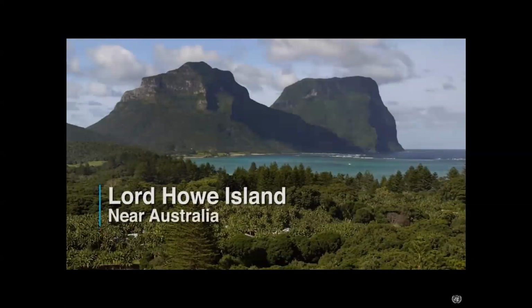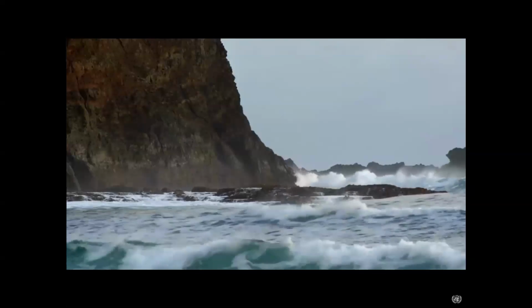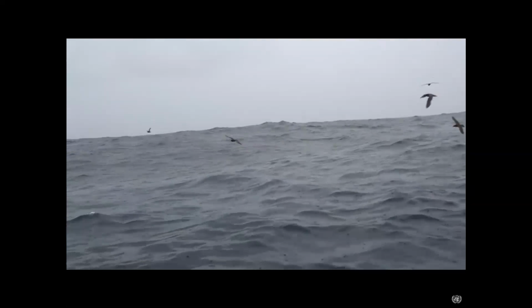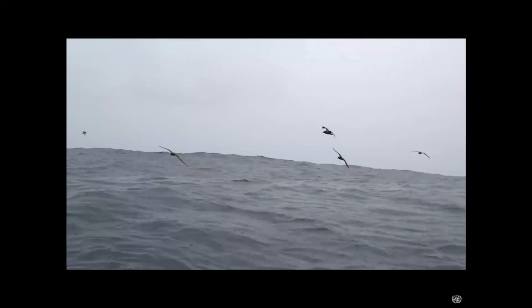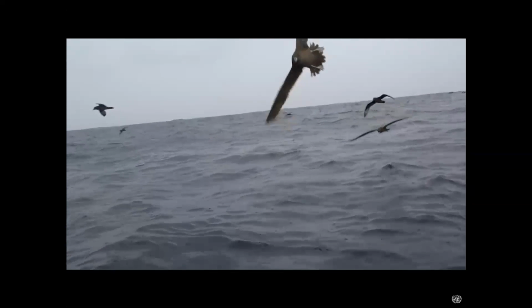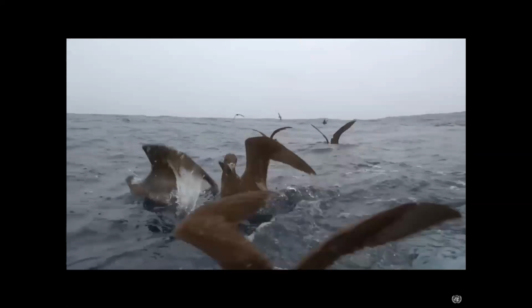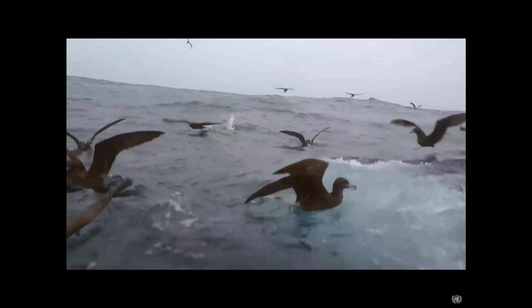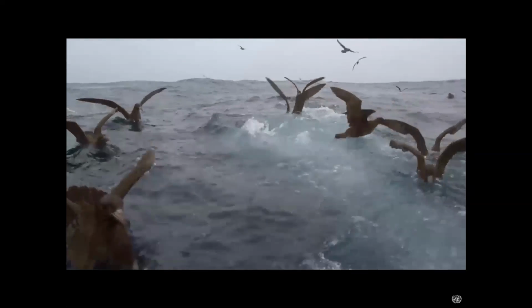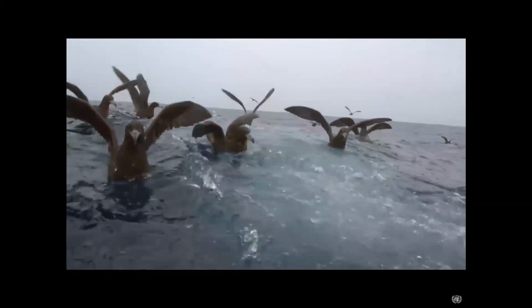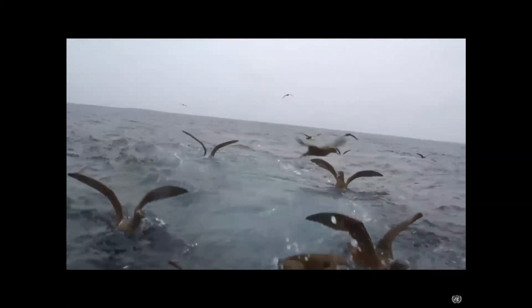Lord Howe Island is a World Heritage Site and home to migratory seabirds like the shearwaters. Seabirds are incredibly helpful because they act like an army of scientists. They travel thousands of miles across the ocean. They pick up plastic off the surface of the ocean. They bring it back to their rookeries where they feed it to their chicks. And that provides an incredible amount of scientific data in terms of where the plastic comes from, its distribution, and how it breaks up on the ocean surface.